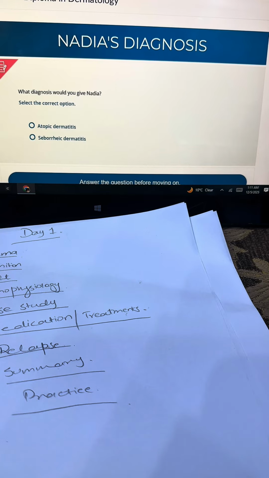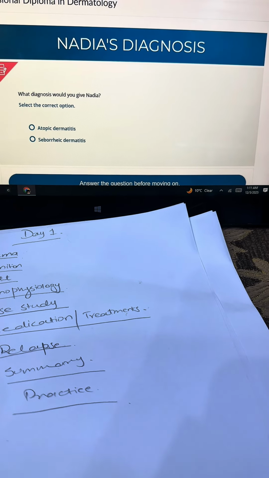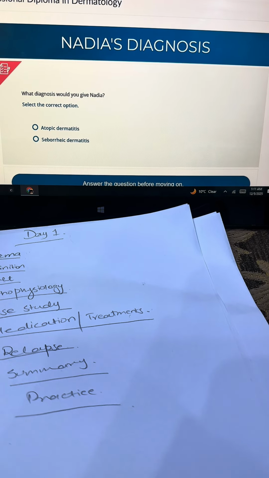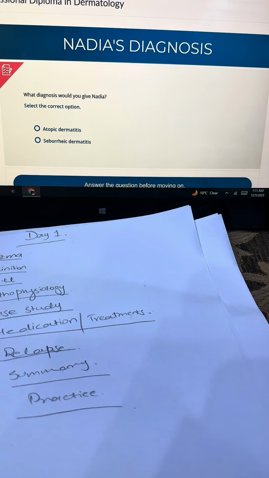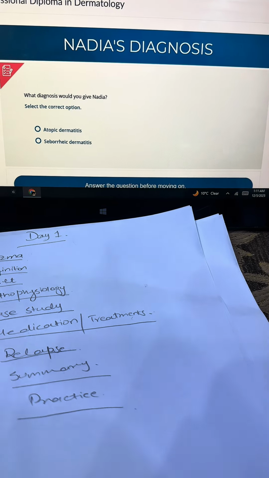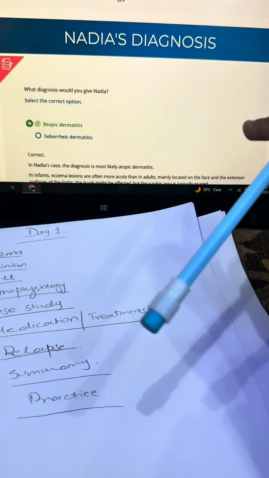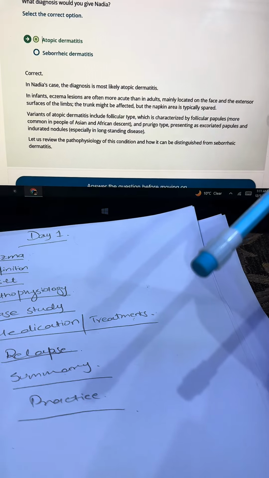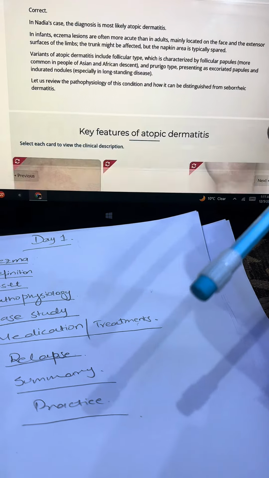The most interesting part of case discussion is MCQs. What diagnosis would you give? Nadia, I think atopic dermatitis. Oh yeah, it's good. The reason is present on the slide.